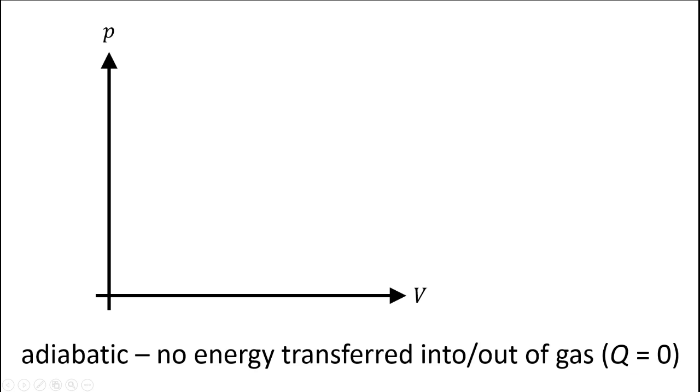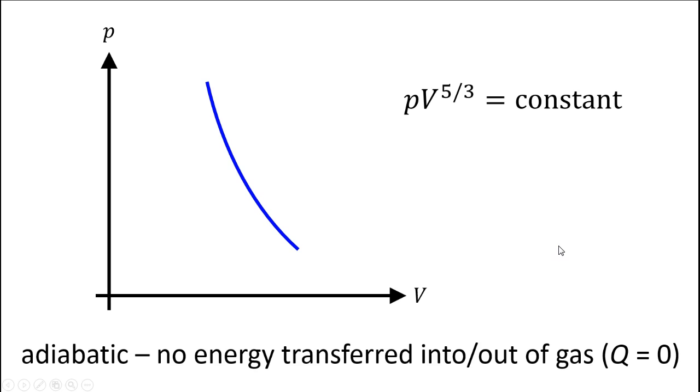On to our final process. An adiabatic process is one where there is no energy transferred into or out of the gas. In other words, the Q, or heat, is zero. What's the pressure-volume graph look like for adiabatic processes? It's a steep curve.